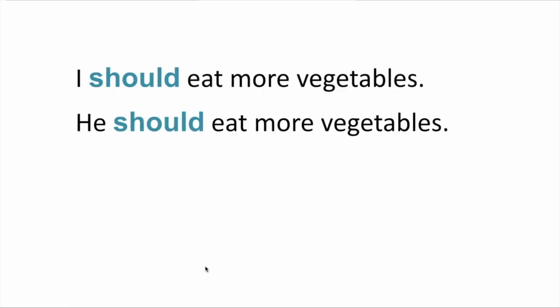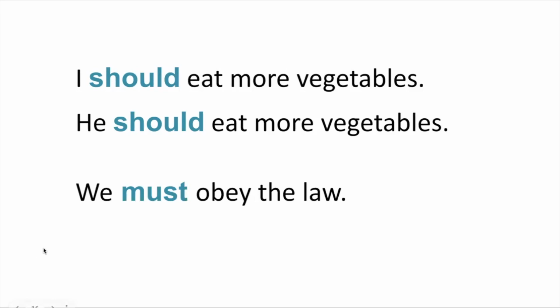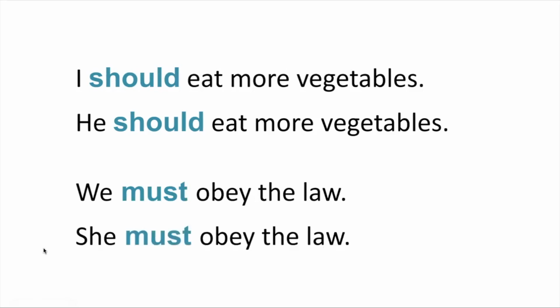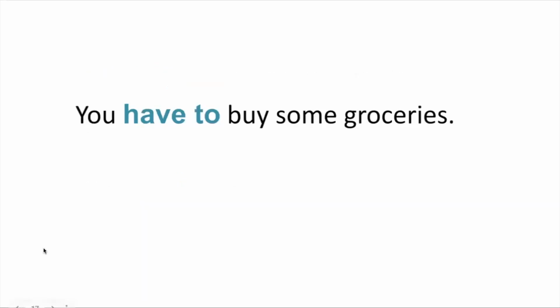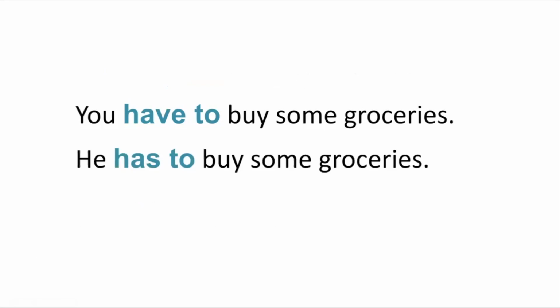One thing about modals that's also different is you don't have a different form for the third person singular. So it's I should eat more vegetables. He should eat more vegetables. It's exactly the same verb. We must obey the law. She must obey the law. But when you use have to, that verb have does conjugate the usual way. So it's you have to buy some groceries. He has to buy some groceries.